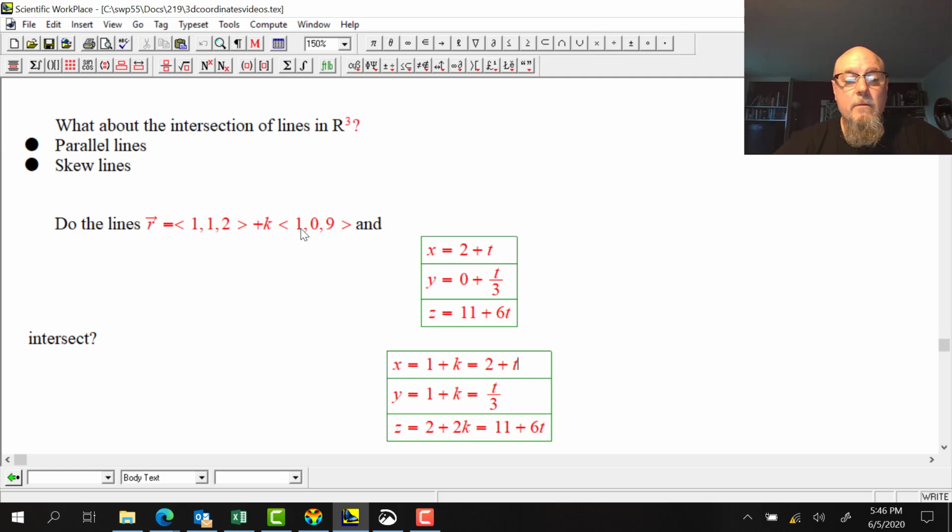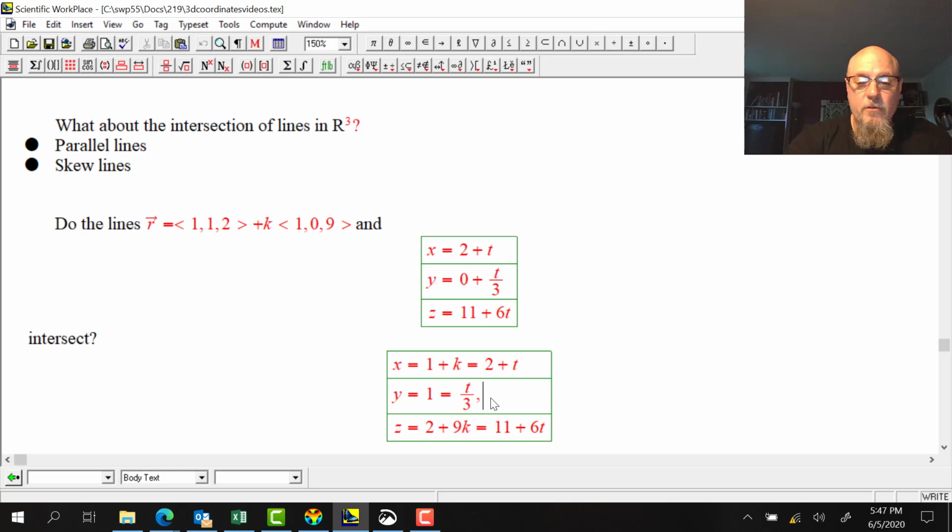Oh, my bad here, right? This should be... okay. Duh. This should be k times the point 1, 1, 2, the vector 1, 0, 9 times k. All right, well that's frustrating, but this makes my math a lot easier, because the first equation has to be true.